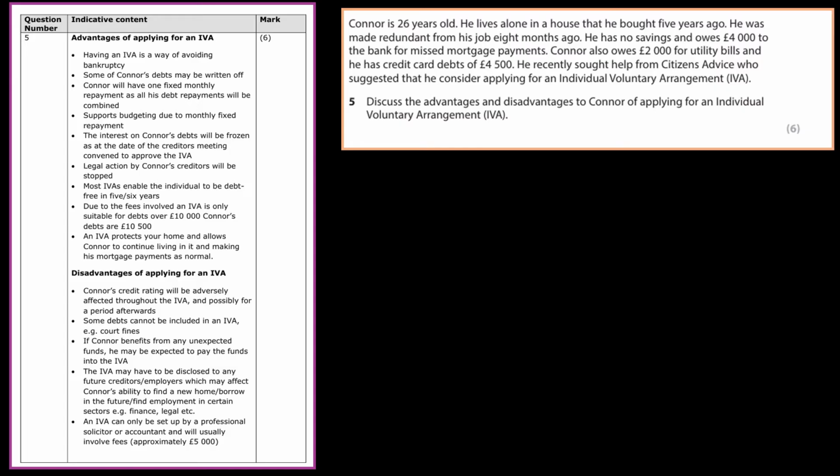And on a 6 marker, okay, what you want to be doing is raising 3 advantages and 3 disadvantages, and maybe a little conclusion line as to whether you think Connor should or shouldn't be going for the IVA. Disadvantages of applying for an IVA: Connor's credit rating will be adversely affected throughout the IVA and possibly for a period afterwards. Some debts cannot be included in an IVA, for example, court fines. And if Connor benefits from any unexpected funds, he may be expected to pay the funds into the IVA.